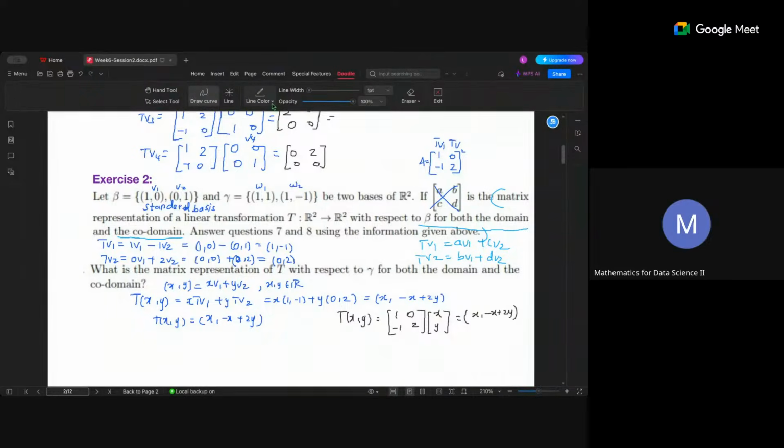Remember, this is applicable only with the standard basis. T(x) is equal to Ax only when A is represented with the standard basis for both domain and codomain. Remember this. Otherwise, you cannot apply this.